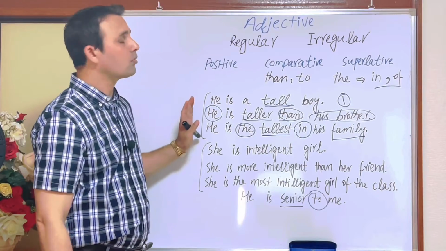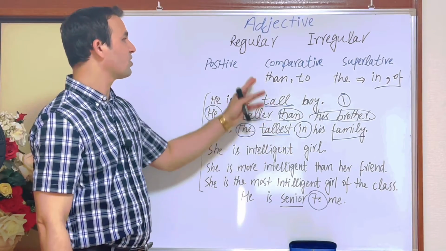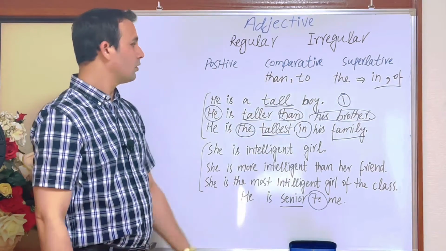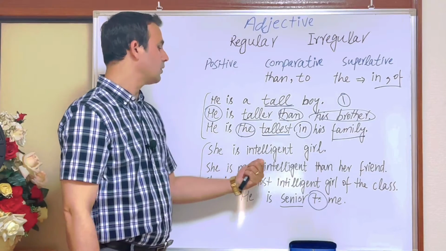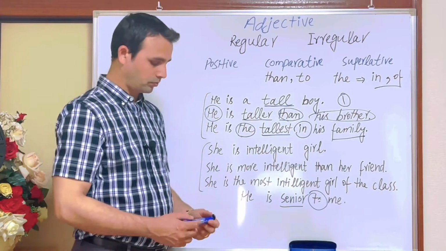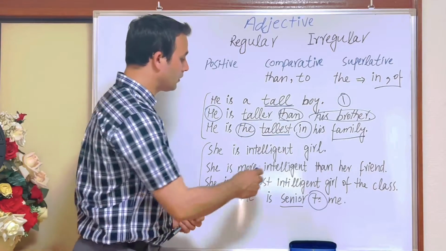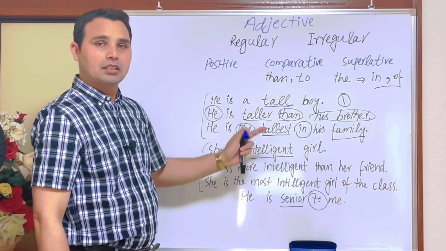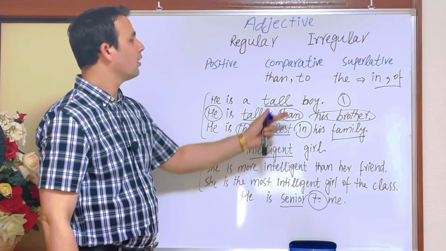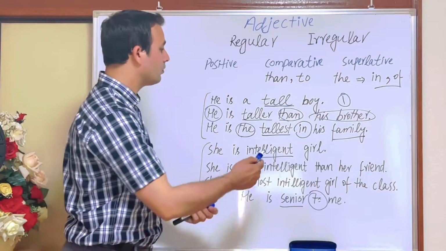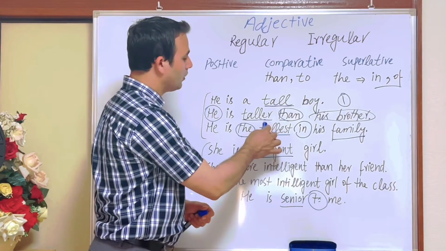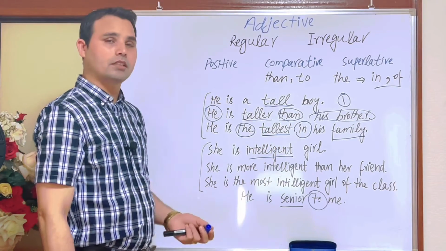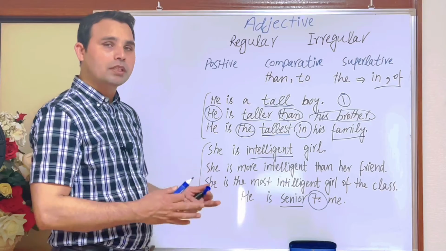And here you can see that tall, taller and tallest is a regular adjective. Now see irregular adjective. She is an intelligent girl. Intelligent is the example of an irregular adjective. We can't make it like intelligenter or intelligenced, like we made here, adding only er or est at the end of the adjective. We can't make it like that.